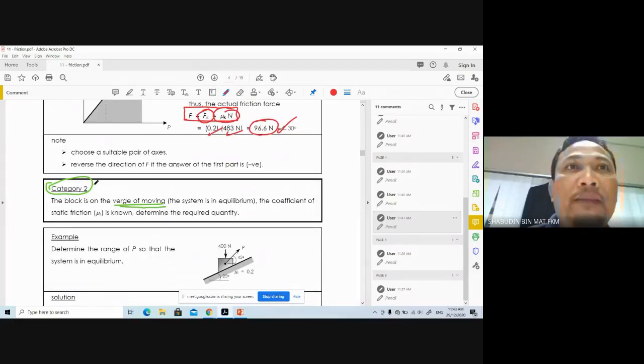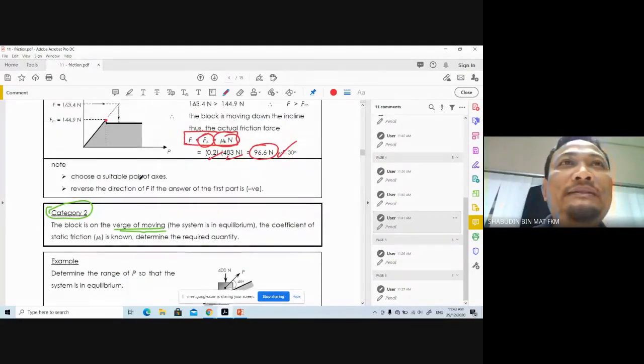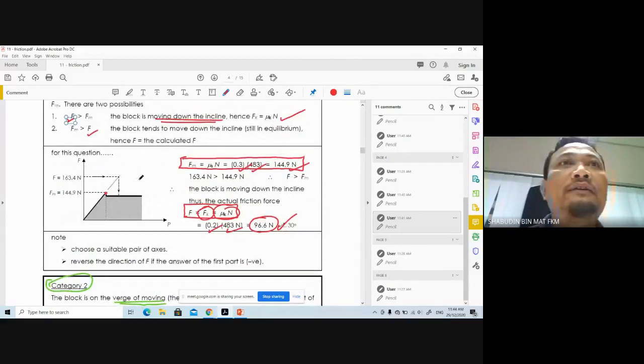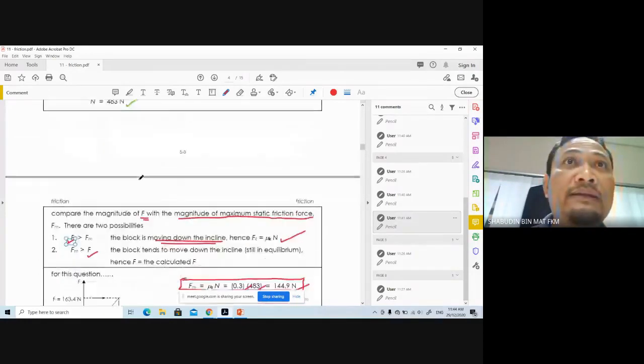We move on to the most famous one for the test, category 2. I give you 5 minutes to understand what it means in category 1.